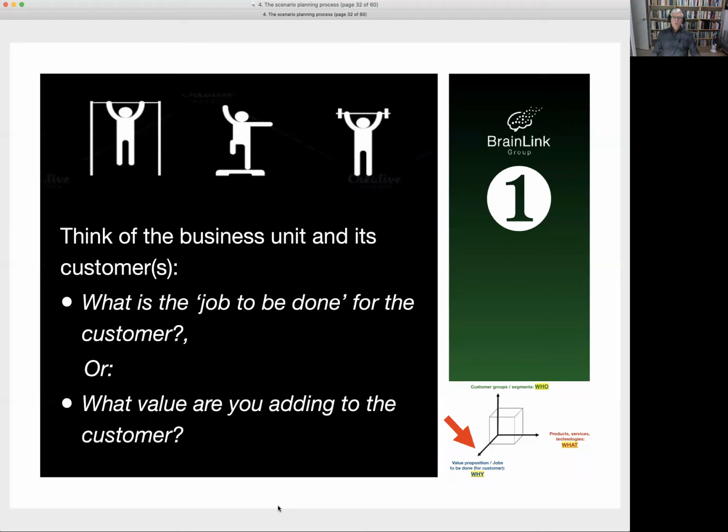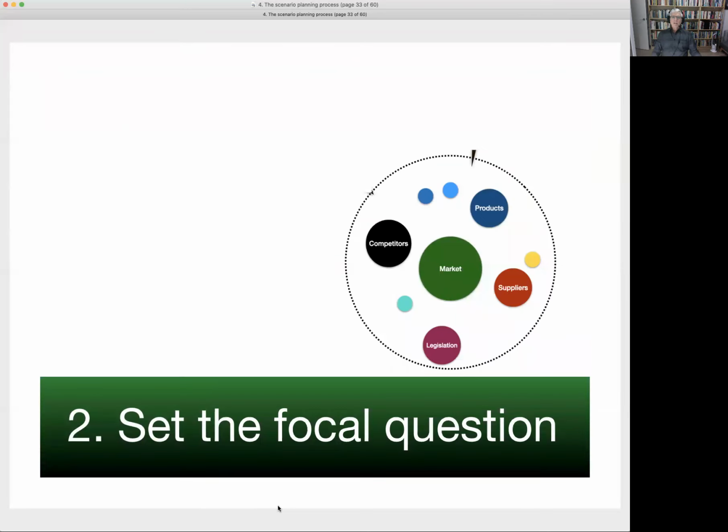So the first part of the exercise is for you to actually think about the business idea in terms of the job you're doing for the customer or the value you're adding for the customer. And we will go through this in a lot more detail in the next video when you actually begin to do this. The second stage is to then define the focal question.